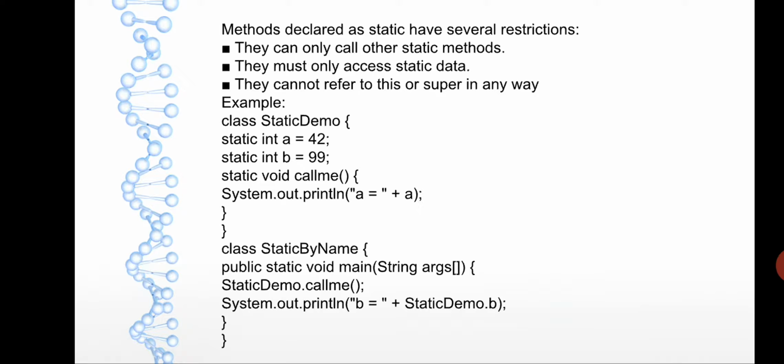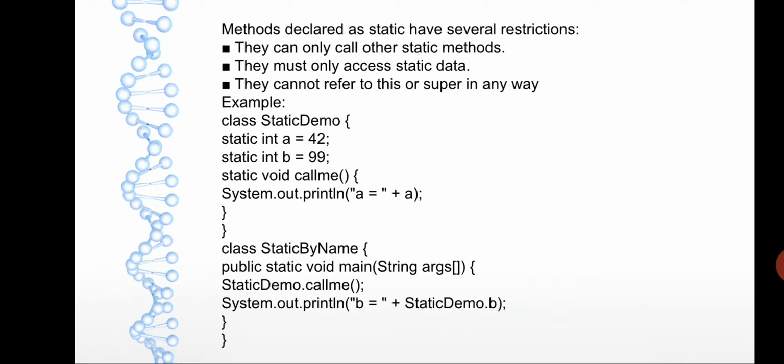Methods are declared. Some restrictions are there for this static method. You have to understand this. They can only call other static methods. Whenever you declare some static thing, it has to be called only using the other static methods. Next, they must only access static data.